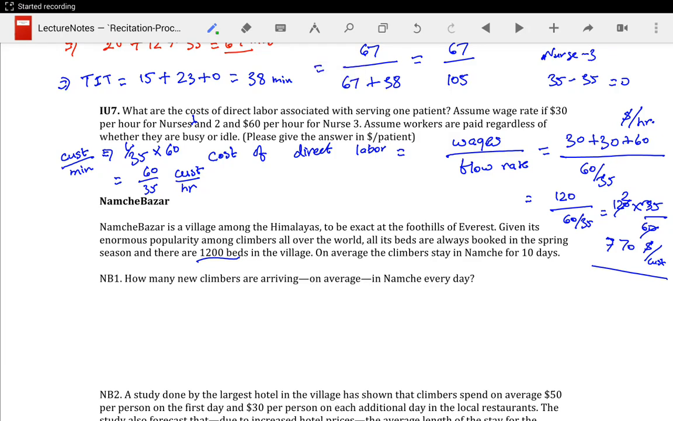The second problem is about a town called Namche Bazaar, which is at the foothills of Everest. In this problem, there are 1,200 beds in the village, and the climbers on average stay for 10 days. The question asks how many climbers arrive on each day to sustain this. Well, this is a very interesting little stop problem.